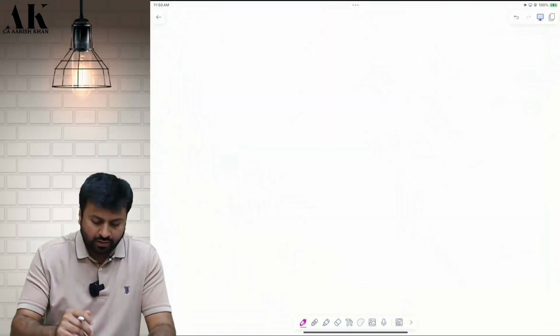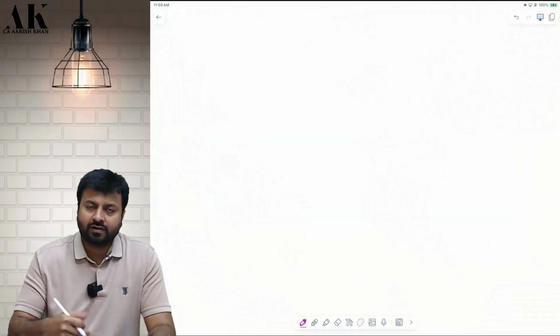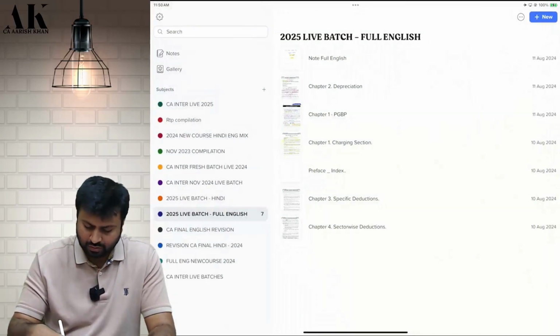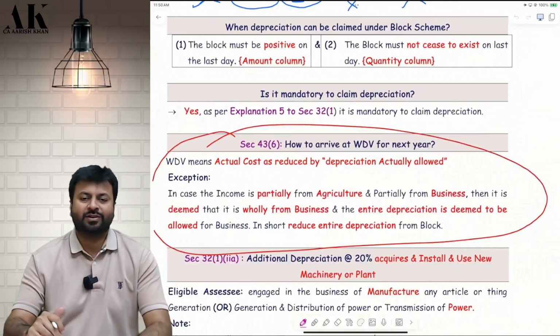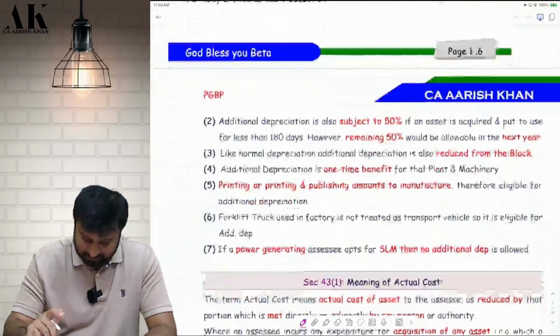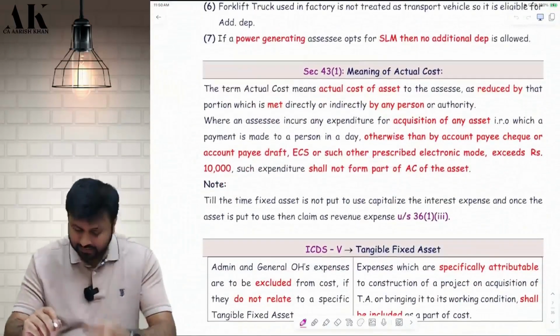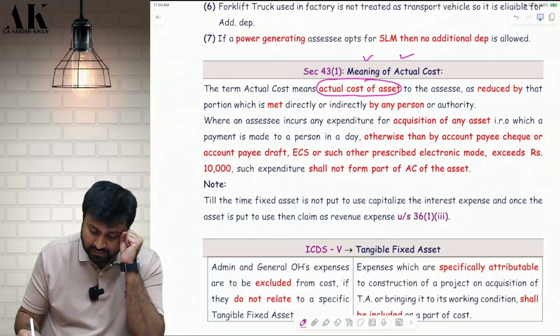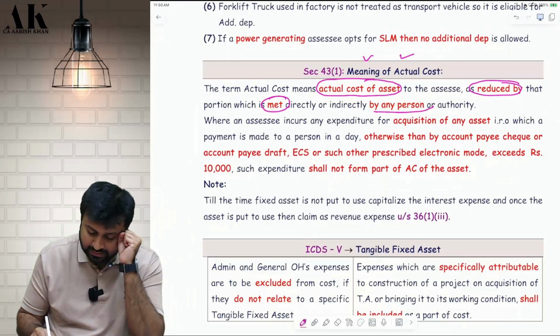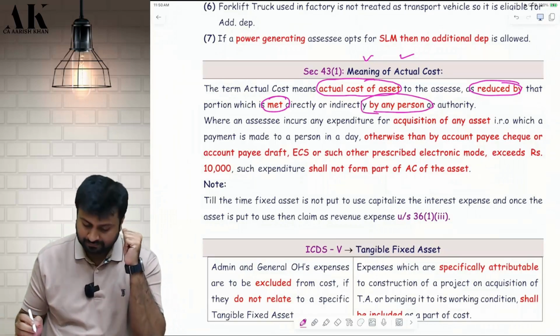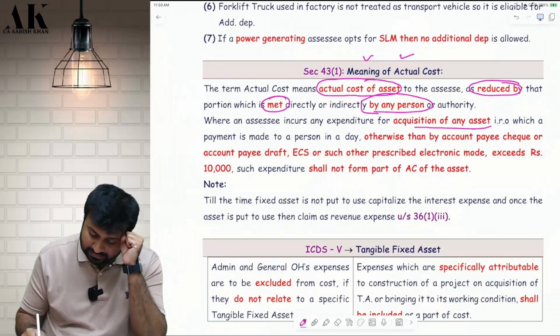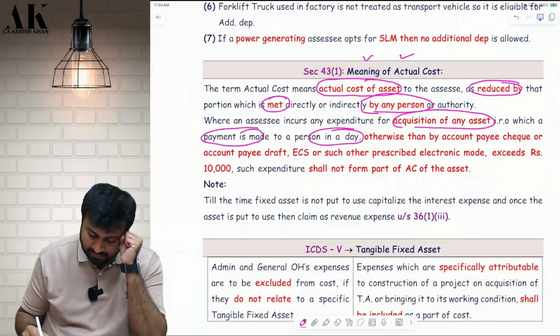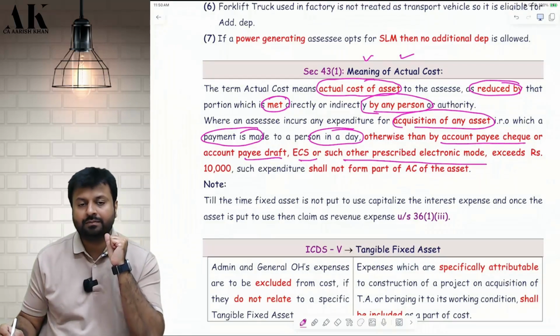So now let's go ahead with the discussion of further actual cost. Actual cost is a long discussion. It's not a small discussion. So this is your color book. You will find all the details over here. Meaning of actual cost: actual cost means actual cost as reduced by that portion which is met directly or indirectly by any person or authority. Then if you are buying any asset, etc., and you are making a payment to a person in a day, then you should make it by account payee cheque, account payee draft, ECS, or such other prescribed electronic mode.